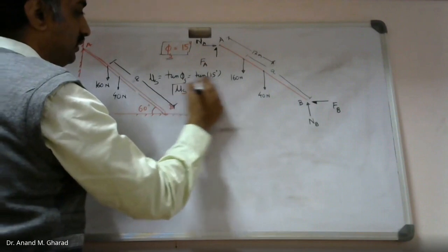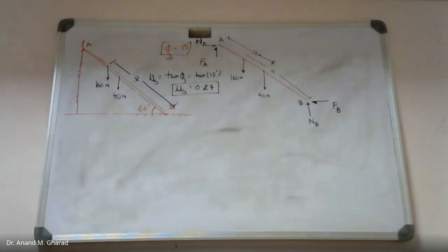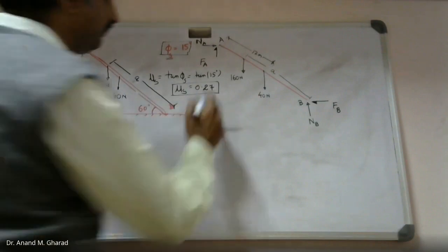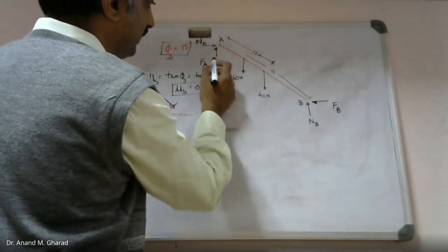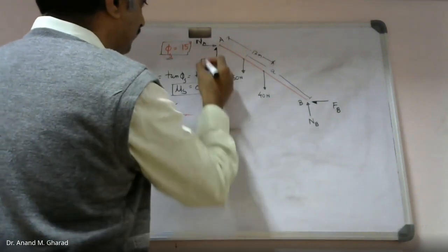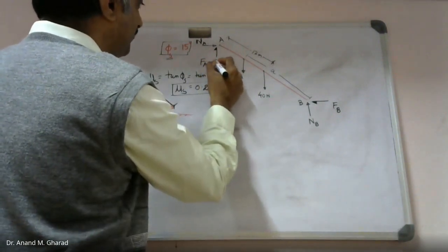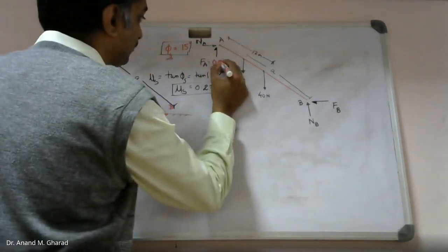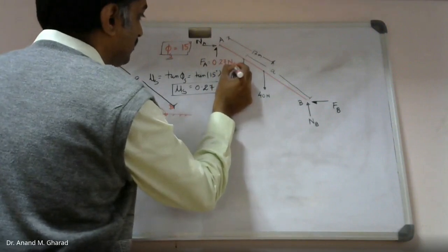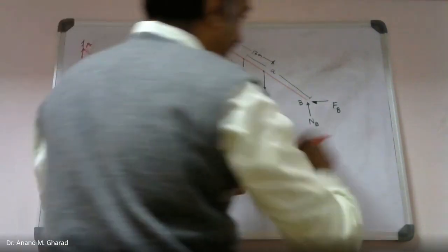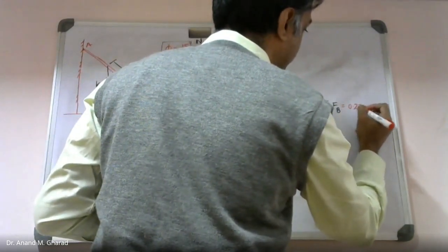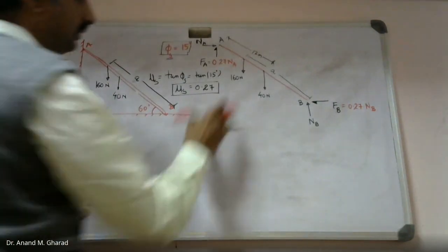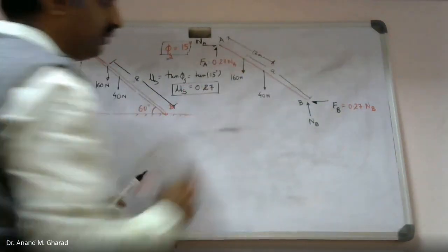0.27. This is your mu s. Correct? So once you have calculated the mu s value, then it becomes very simple for you people to identify the rest of the values. For example, FA. Now FA over here shall be how much? 0.027 times NA. Similarly, FB shall be 0.027 times NB. Now it is a matter of geometry and the calculation part.